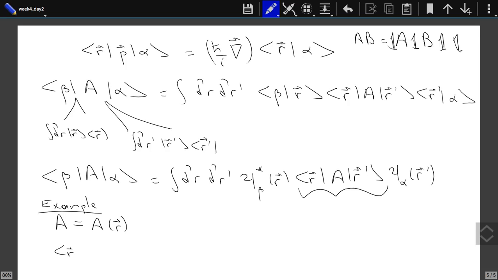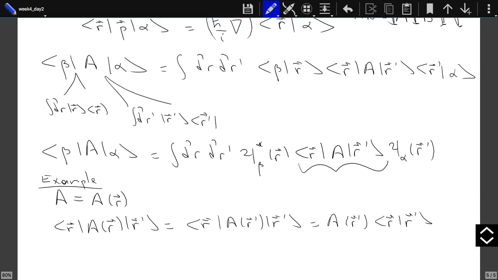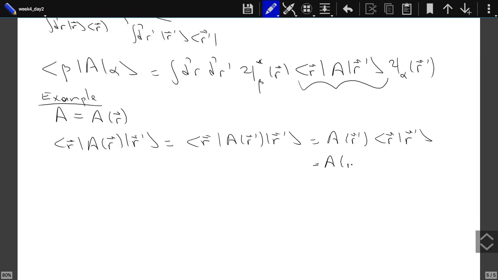Well, if this is the case, the matrix element of A of R between r and r prime will be equal to A of r prime, times the Dirac delta of r minus r prime. What I did, in this equality sign, was just imagine this is a Taylor expansion of my operator.